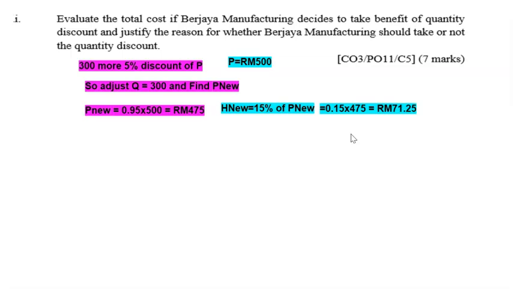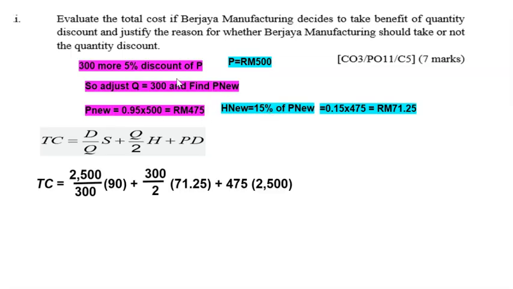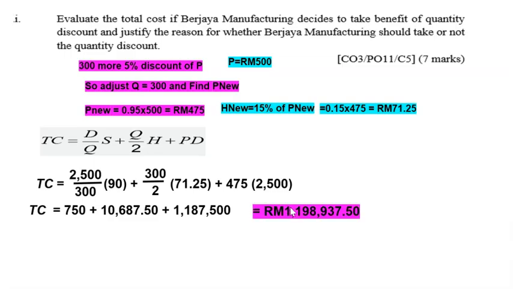Okay, now let's calculate the total cost with the new information: the new price, the new H and also the new Q. So the Q here is going to be 300, the S is still the same, the demand is still the same, 2,500, and then the Q has changed to 300, and the H changed to 71 ringgit 25 cents. The price is changed to 475 and the demand is the same. So we calculate, then we get 1,198,937 and 50 cents. So now the question wants us to decide whether to take this discount or not.